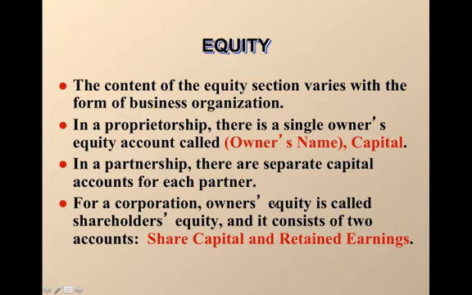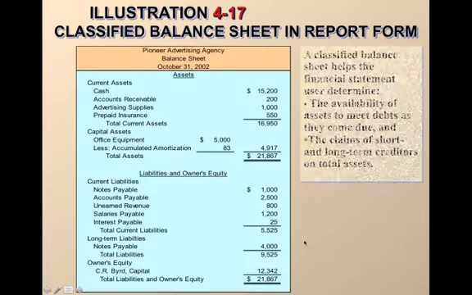And a corporation's owner's equity is called shareholders' equity, and it consists of two accounts, share capital and retained earnings. And we're going to see that in Chapter 14 and 15 when we get to that, and we will get to that. Okay, so instead of capital and drawings, there's contributed capital, it's sometimes called, and retained earnings.